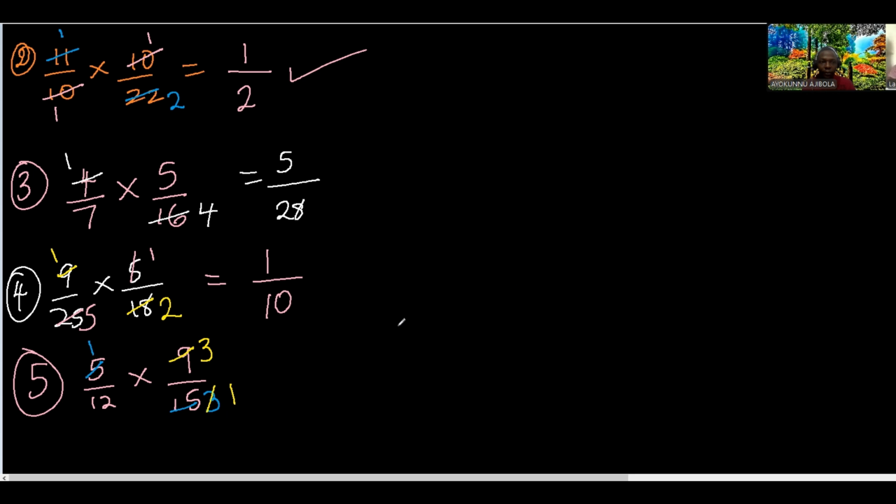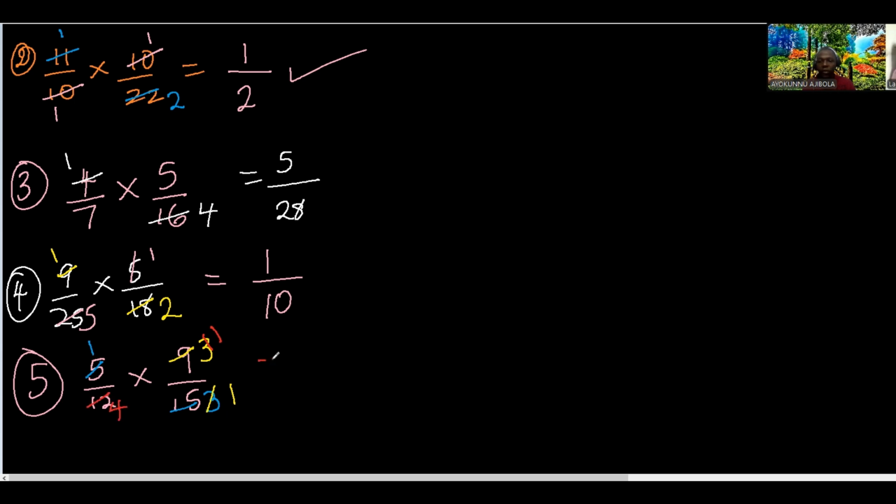No. What about this 3 and 12? Maybe. Can they divide? Is 3 among the 12? I mean, is 12 among the 3 times table? Yes. So it can divide: 3 here, 1, and 3 here, 4.